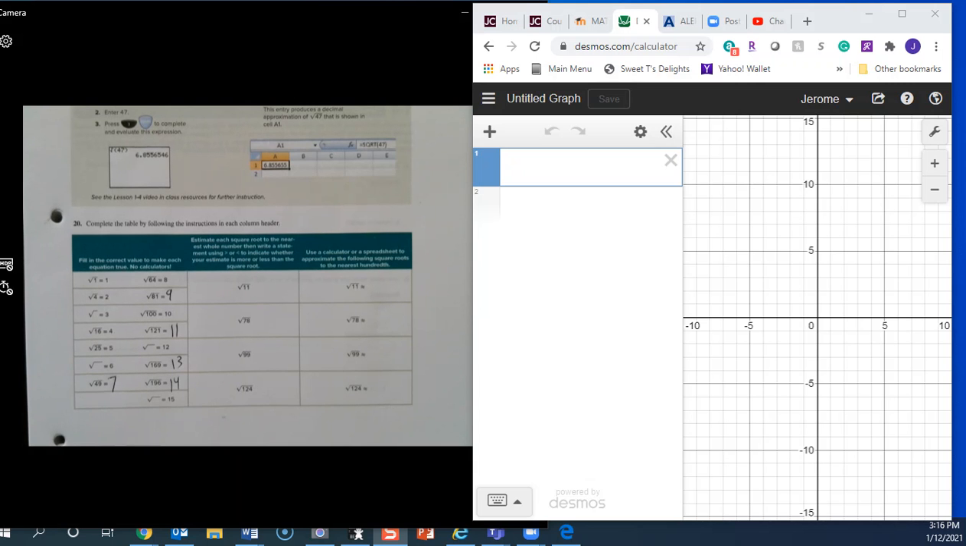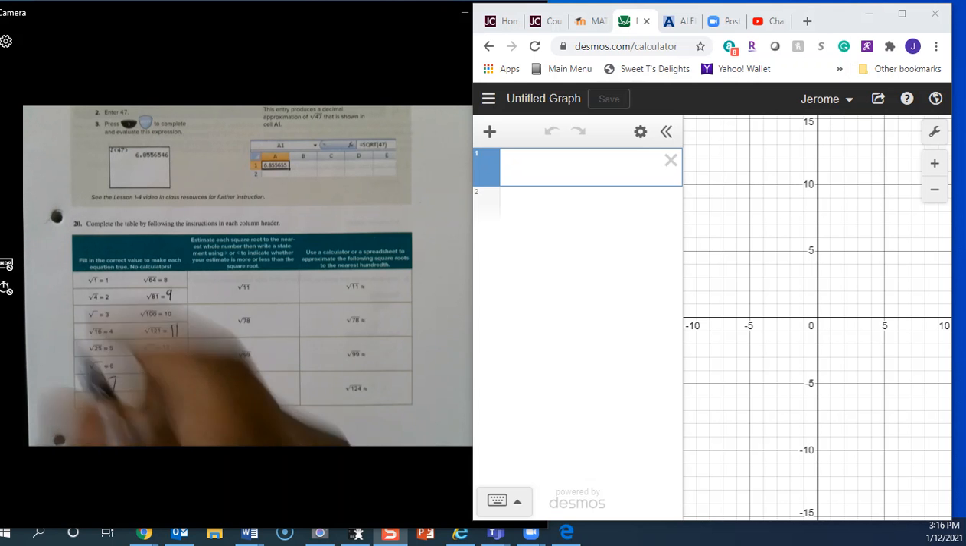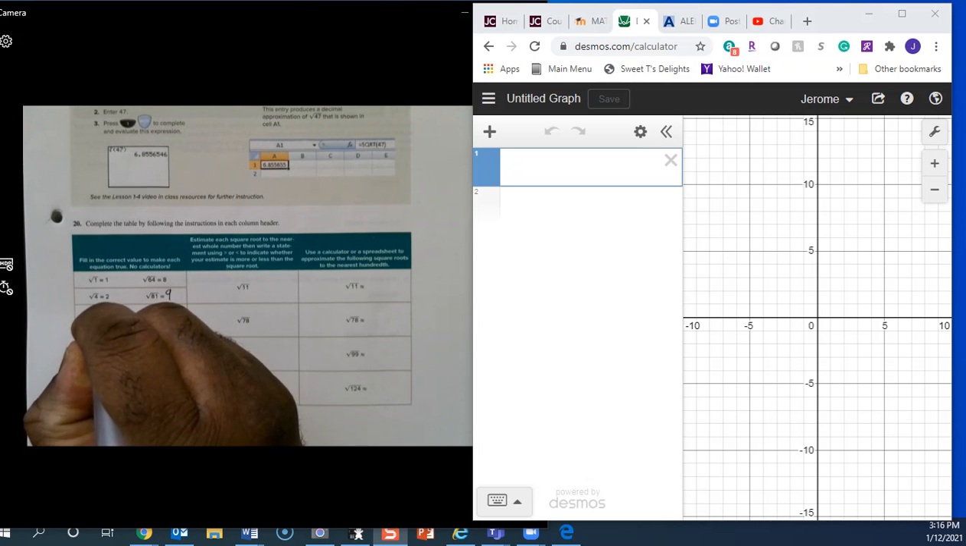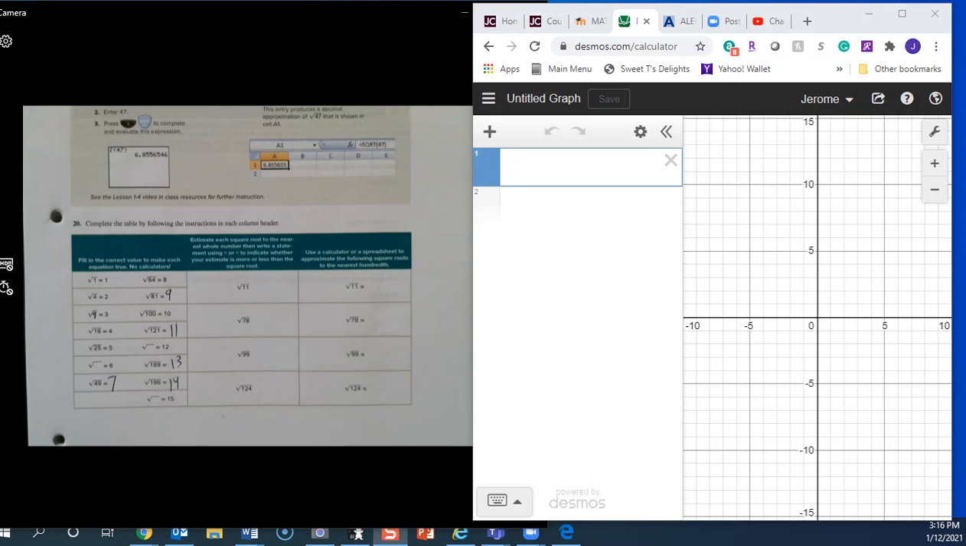The square root of 4 is 2. The square root of blank is 3. So remember, with square roots, we're trying to find a number multiplied by itself that would give you the answer that's under the radical. So 3 times 3 is 9. So we're saying the square root of 9 is equal to 3 because 3 times 3 is equal to 9.